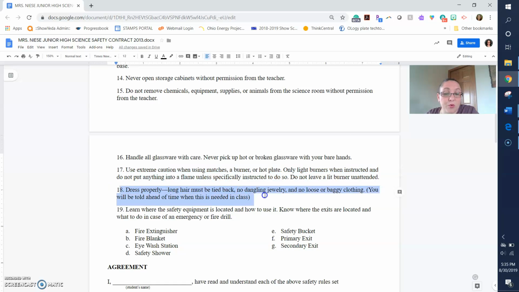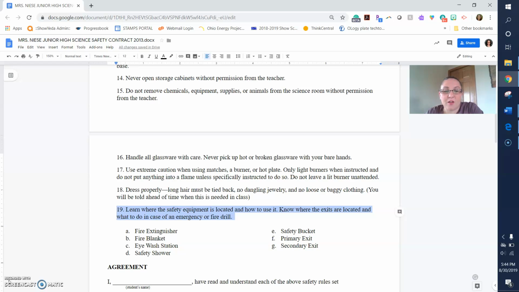We want to dress appropriately. I will tell you the days that this is necessary. So days that we're doing things with certain chemicals or flame or something like that, you want to dress appropriately. Long hair must be tied back. No long dangling jewelry. No loose or baggy clothing. You'll be told ahead of time when this is necessary.